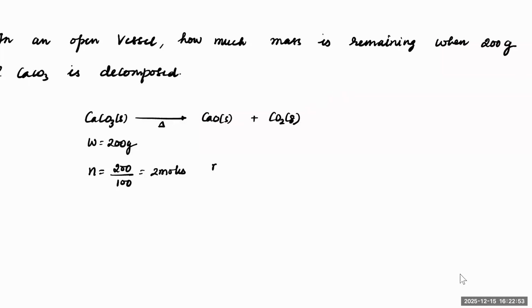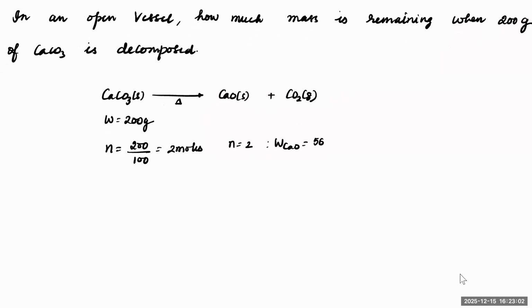So these 2 moles will form 2 moles of calcium oxide. So what is the weight of calcium oxide? That will be 56 multiplied by 2, where 56 is the molar mass here. So how much are we getting? 112 grams. So how much mass has escaped? 200 minus 112, which is 88. 88 grams has escaped and 112 grams is left. Clear, beta? Yes, sir.